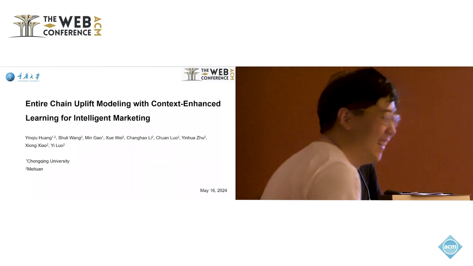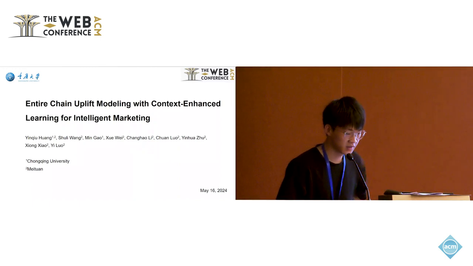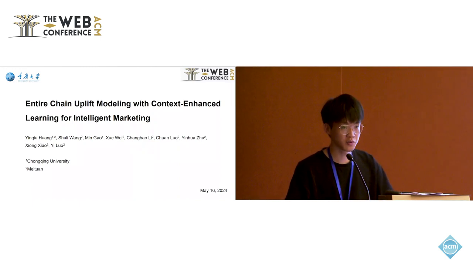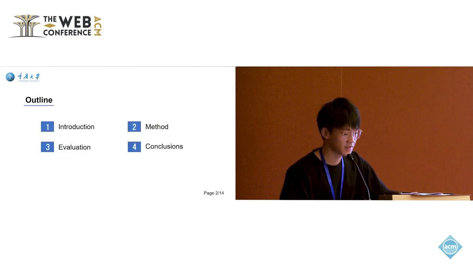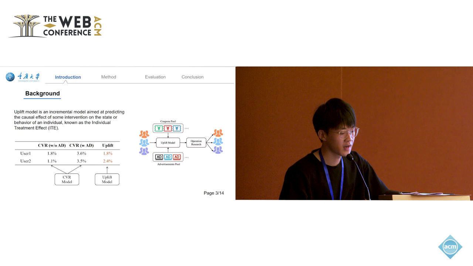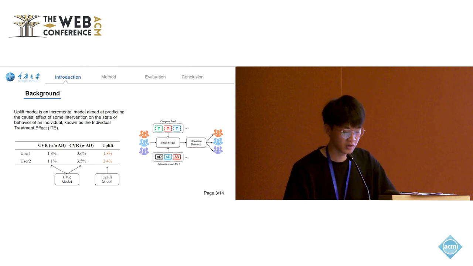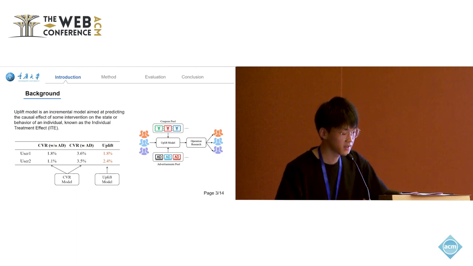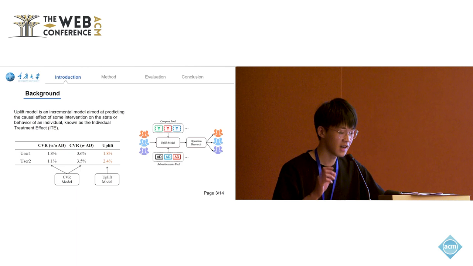Hello everyone, I'm Huang Yingqiu, and today I'll share our work on uplift modeling in intelligent marketing, conducted by Chongqing University and Meituan. I will break it down into four parts. Uplift modeling aims to estimate the potential incremental gains of individuals under different interventions, and the interventions could be discounts, coupons, or advertisements. Simply put, traditional CVR models predict the likelihood of conversion, and uplift models delve deeper into how CVR varies when the advertisements are shown or not.